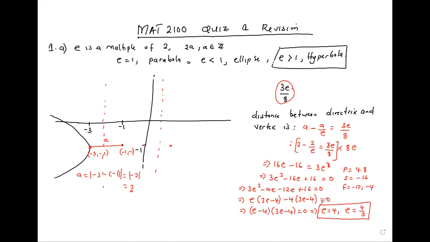So this is our e. Now remember, we said that e is a multiple of 2. So this implies that e is equal to 4. So it is a hyperbola indeed.